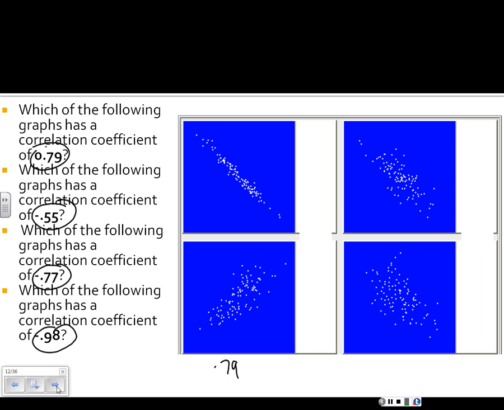Probably the next easiest one is minus 0.98. You're going to see that everything's real close together there. So we're now just down to the minus 0.55 and the minus 0.77, and this one on the top right. Those are a little bit closer together. I think noticeably closer together than these are, more scattered. So that's going to be the minus 0.55.